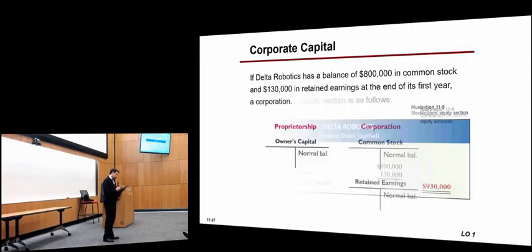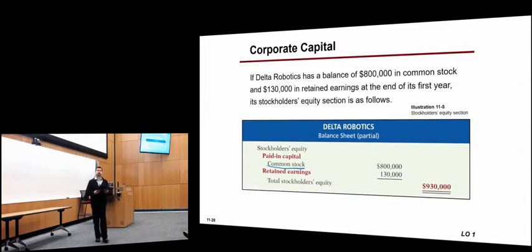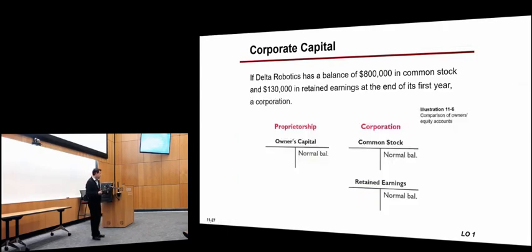And the company will also have retained earnings. The sum of the two will be the total stockholders' equity. This is the sum of the two. Any questions? So far, this is basically the same as what we discussed before.